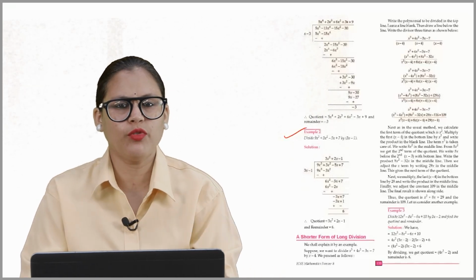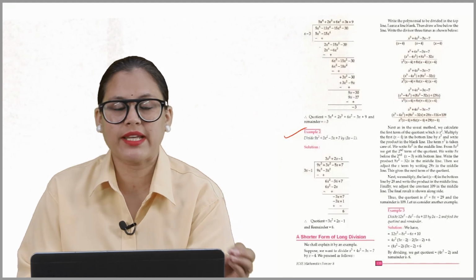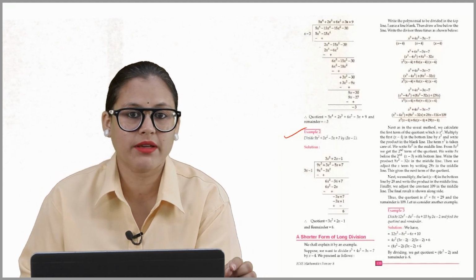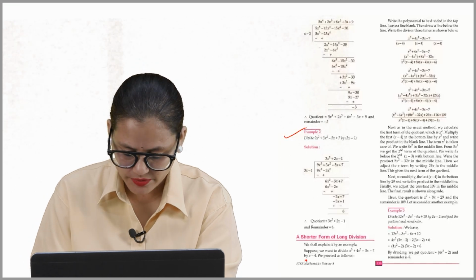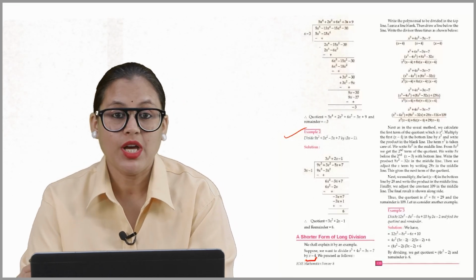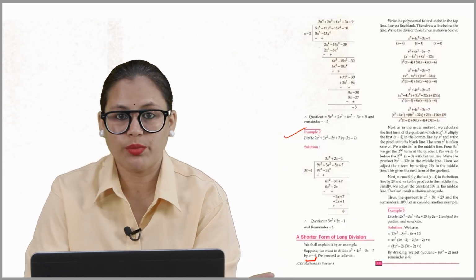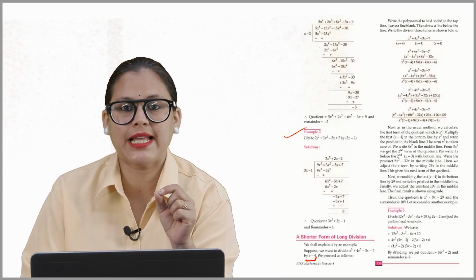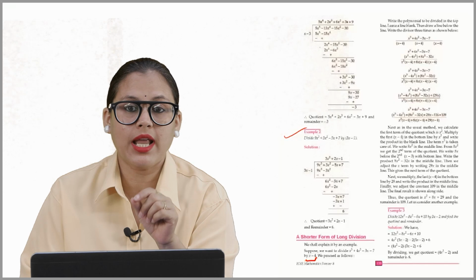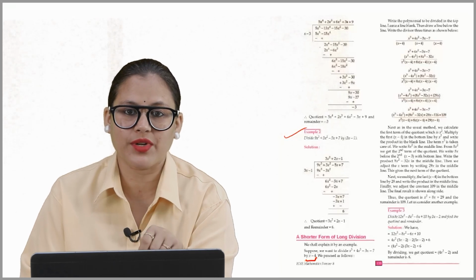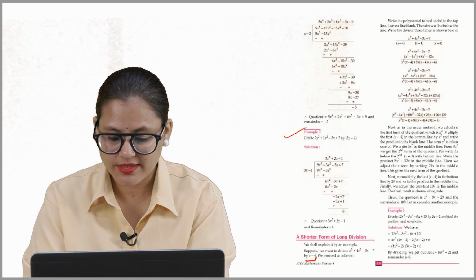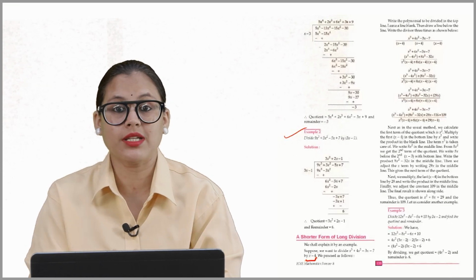Now, a shorter form of long division, we shall explain it by an example. Suppose we want to divide x cube plus 4x square minus 3x minus 7 by this divisor. So we proceed as follows. First, write the polynomial to be divided in the top line. Leave a line blank. Then draw a line below and write the divisor 3 times as shown below. As you can see here, the divisor has been written here 3 times.